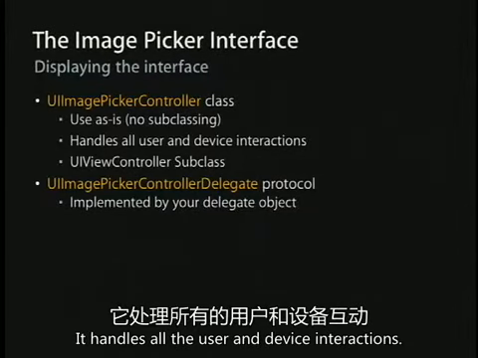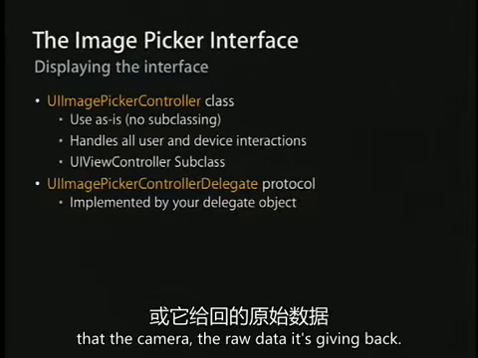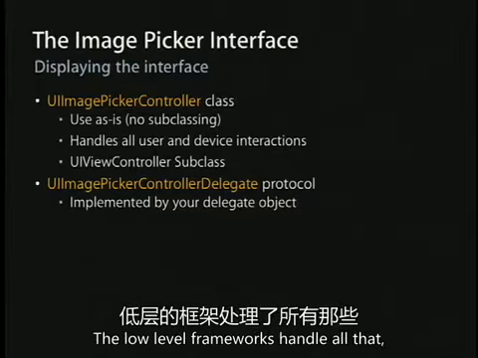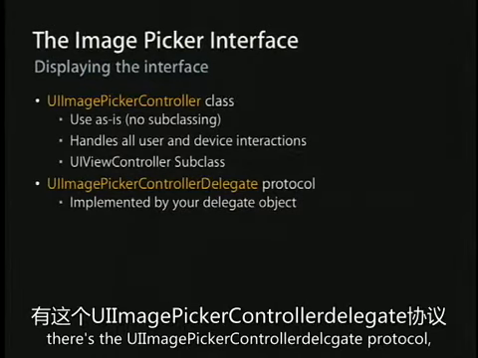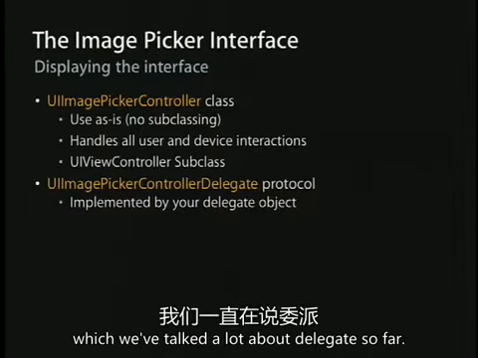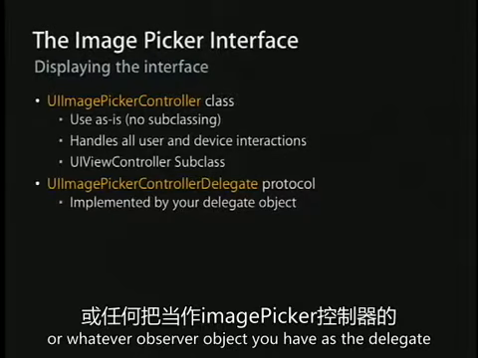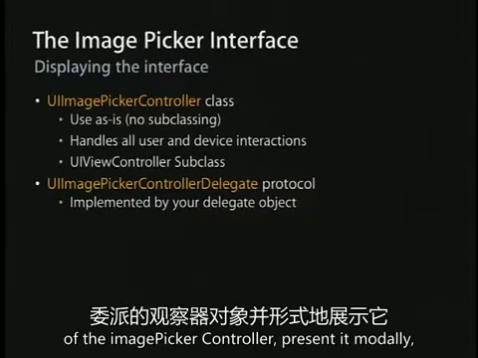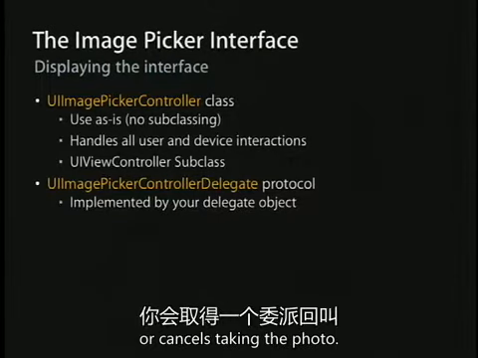It handles all the user and device interactions. You don't have to worry about the specifics of how the camera works or what the photo formats are, the raw data the camera is giving back. The low-level frameworks handle all that, and you end up getting a photo from it. There's the UIImagePickerControllerDelegate protocol, and we've talked a lot about delegates so far. Basically, you'll register your view controller or whatever observer object you have as the delegate of the image picker controller, present it modally, and there are delegate callbacks that you'll get when the user either takes a photo or cancels taking the photo.